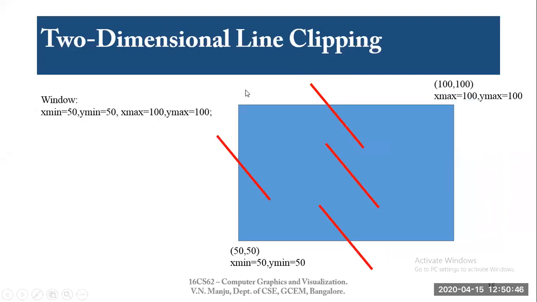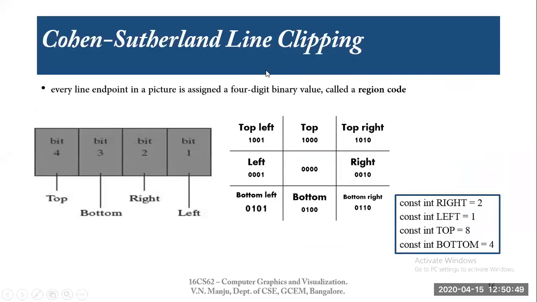When I say the Cohen-Sutherland line clipping algorithm, the first thing is to know about the region code. I explained clearly how you get the region code. Based upon this region code, I'm getting these values. The right is 2, the top is 8, the bottom is 4, and left is 1. With respect to that, we will be doing this.